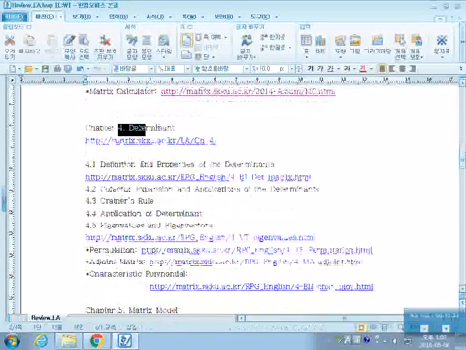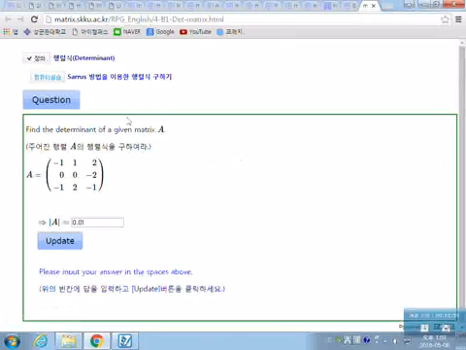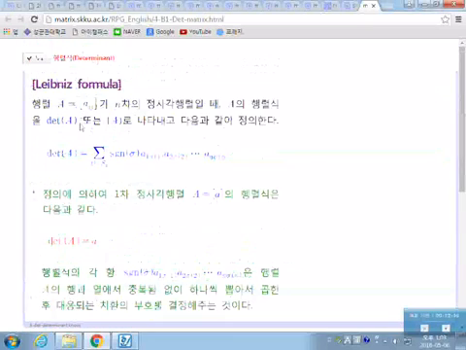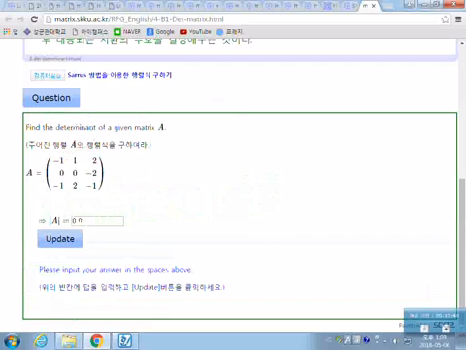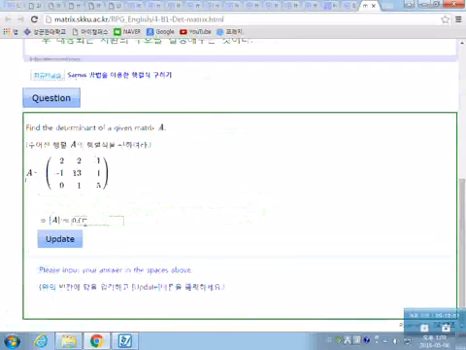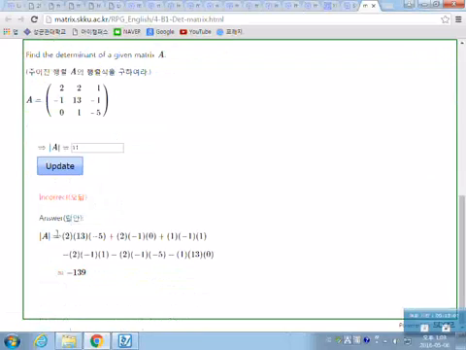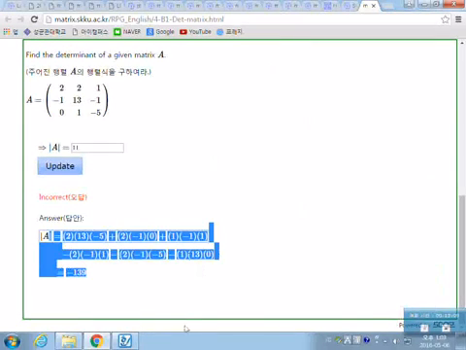And here, chapter 4 is about the determinant. Again, first there's the definition of the determinant, and here we also have this kind of question. If you press the question, we can refresh to get a new one and do it again and update. If the answer is wrong, the correct answer will be given in this way.